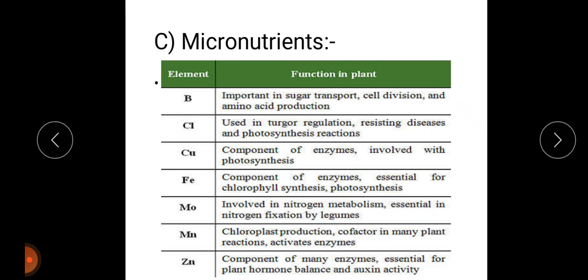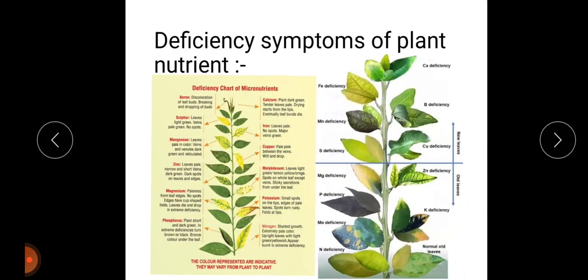Then after that, zinc. It is a component of many enzymes, and is essential for plant hormone balance and auxin activity. It is also important for promoting seed maturation and seed formation. So these are the important roles of zinc. So these are the different micronutrients.